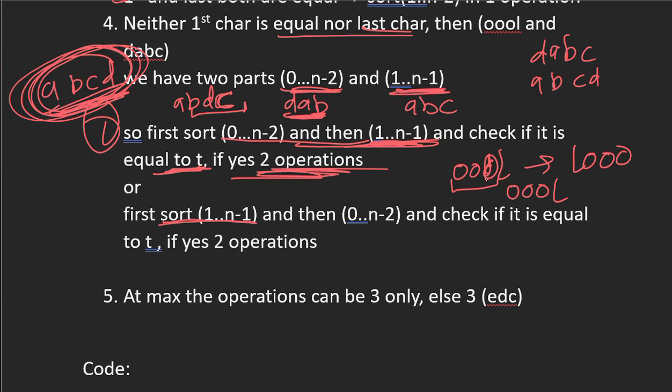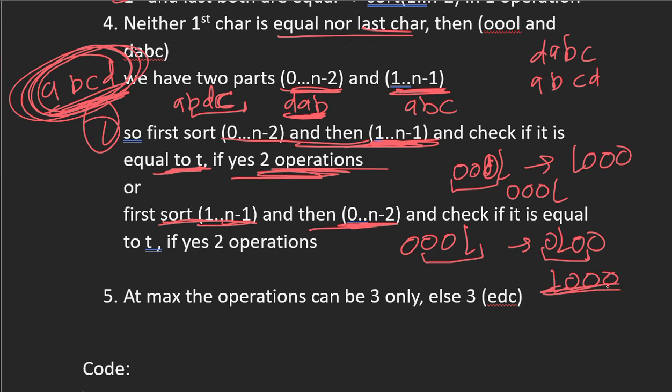First sort from 1 to n minus 1. First sort this part. Then we get OLOO, right? Then 0 to n minus 2, that is this part. So we get LOOO. Then we check whether our string is equal to the sorted one. The sorted one is LOOO and it is equal. So the number of operations is 2, right?